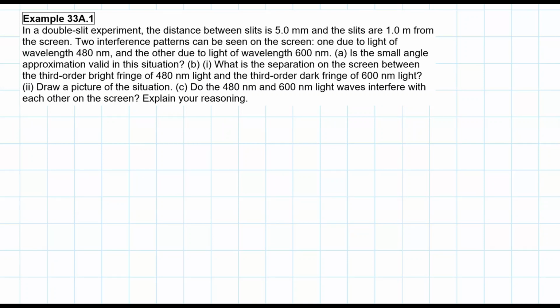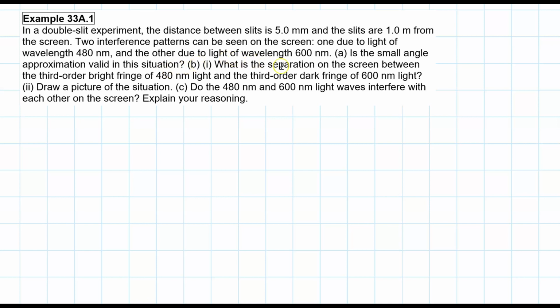Example 33A.1. In a double-slit experiment, the distance between slits is 5 mm and the slits are 1 meter from the screen. Two interference patterns can be seen on the screen. One due to light of wavelength 480 nanometers, that's blue light, and the other due to light of wavelength 600 nanometers, that's orange light. A. Is the small angle approximation valid for the situation?